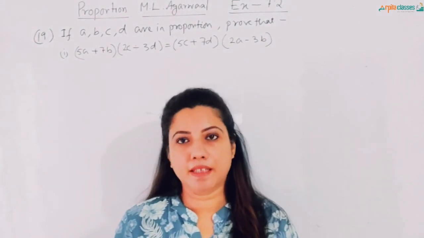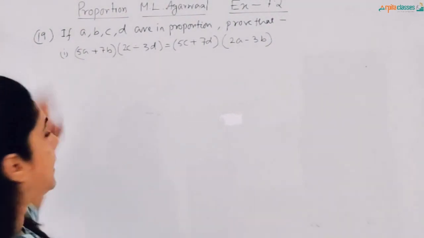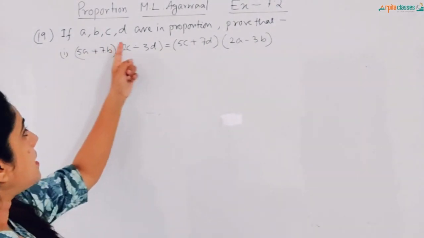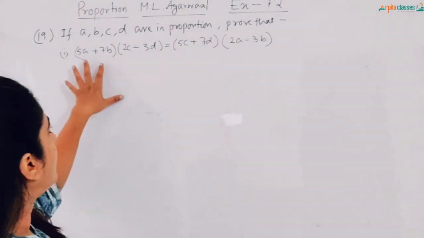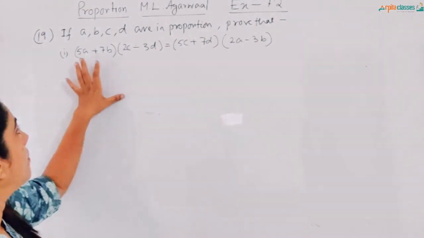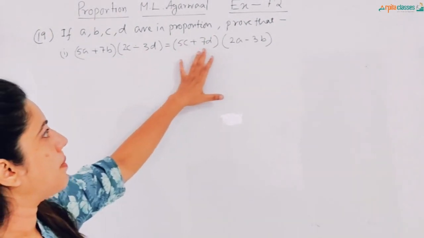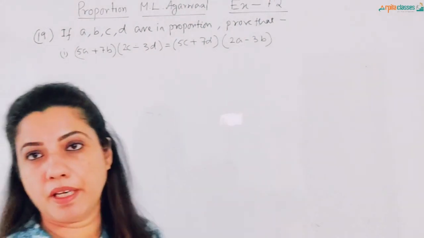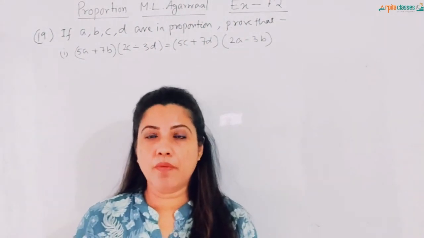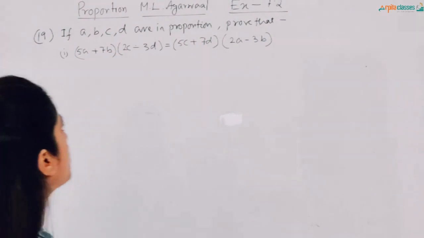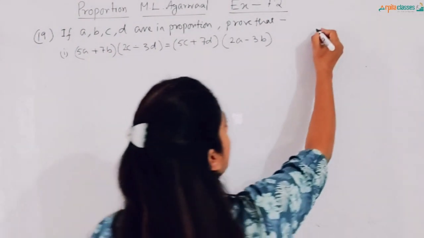Let us proceed with the next sum. Question number 19. It's given that a, b, c, d are in proportion. So prove that the first sub question is 5a plus 7b into 2c minus 3d is equal to 5c plus 7d into 2a minus 3b. Now there are a few sub questions. We are just doing the first one. So a, b, c, d are in proportion. I am writing it here.